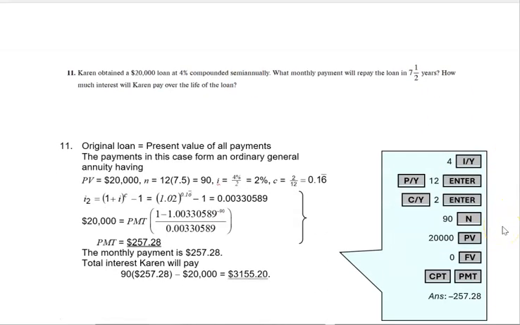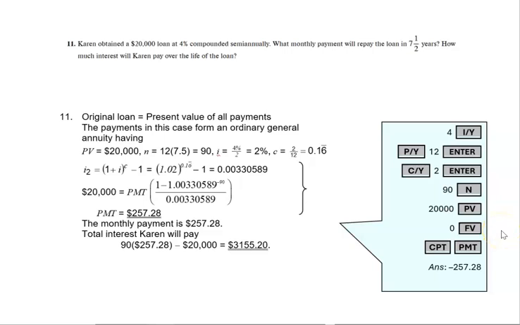And number 11, Karen obtained a $20,000 loan at 4% compounded semi-annually. What monthly payments, so you can see that this again is an ordinary general annuity. It's not a simple annuity because the compounding period and the payments are not the same. In this case, it's being compounded semi-annual and the payments are monthly.